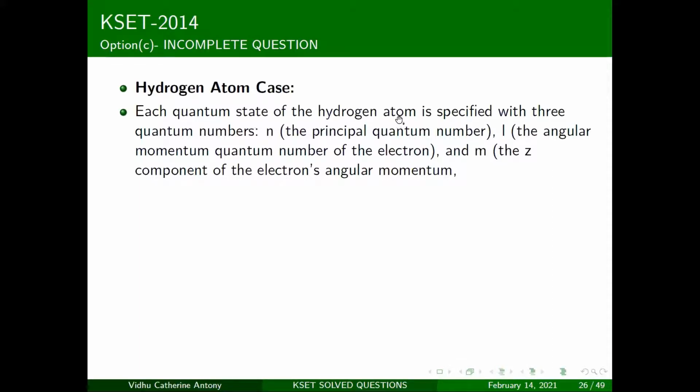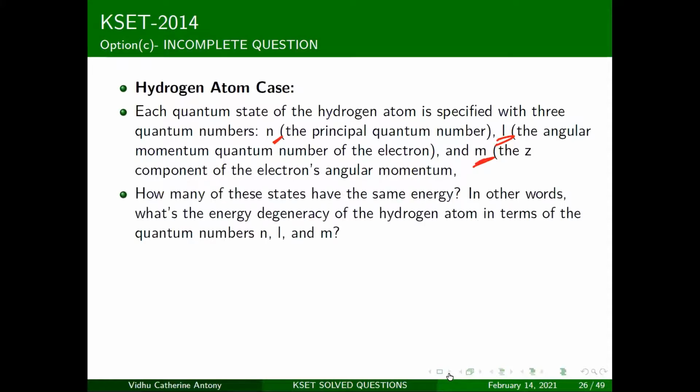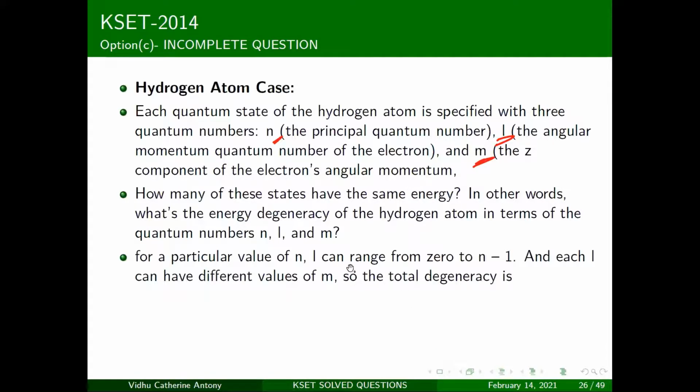When you look at the quantum state of the hydrogen atom, it's basically specified by 3 quantum numbers. One of them is your n value, which is the principal quantum number, the L value, which is the angular momentum quantum number, and the M, that is basically the Z component of your electron's angular momentum. Now, how many of these states have the same energy is what you basically mean by degeneracy, right? So what's the energy degeneracy of the hydrogen atom in terms of the quantum numbers n, L, and M? For a particular value of n, your range of L is from 0 to n minus 1.